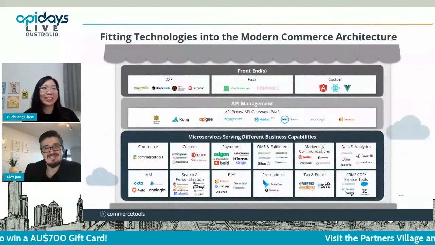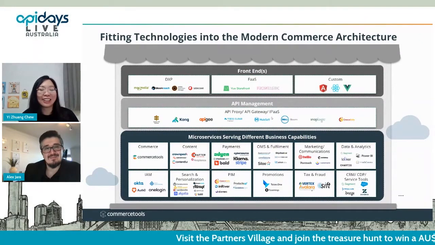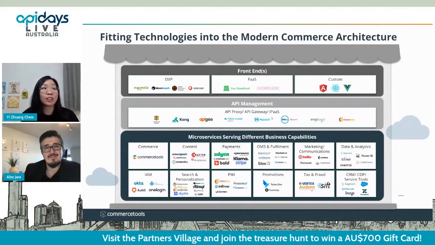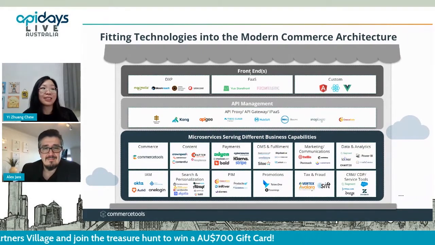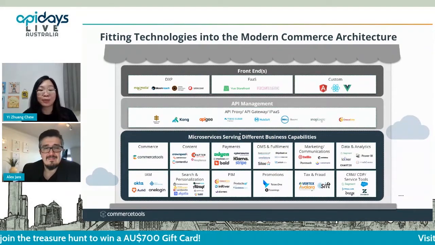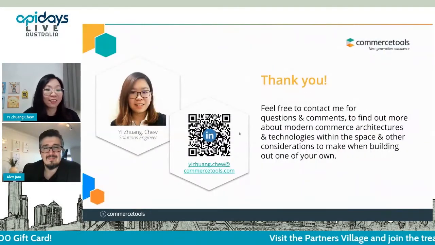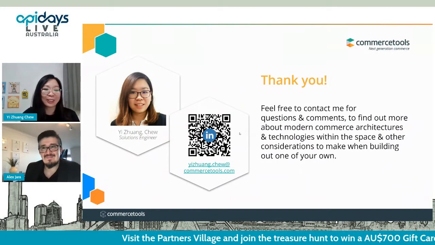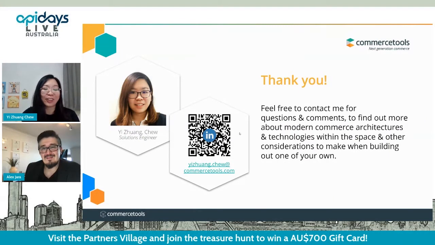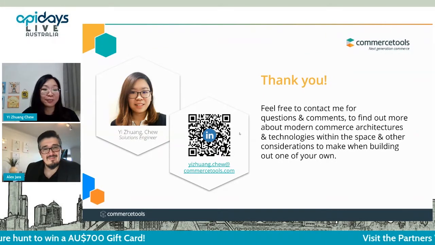And then there are so many different options out there. How do I make a choice? So I've summarized this to put in some of the popular technologies in the space to form your entire architecture. Things to do with the front end, your API management, and all the other microservices. And that's the end of it. Feel free to reach out to me if you have any questions on anything that I've shared, or if you need any assistance in selecting those technologies in the modern architecture as well.